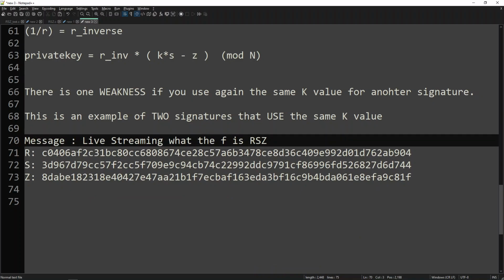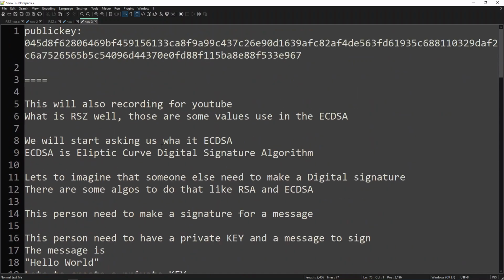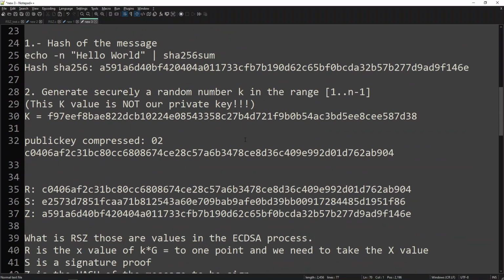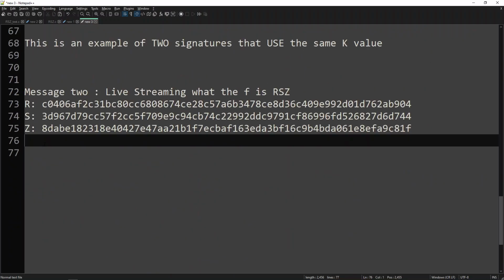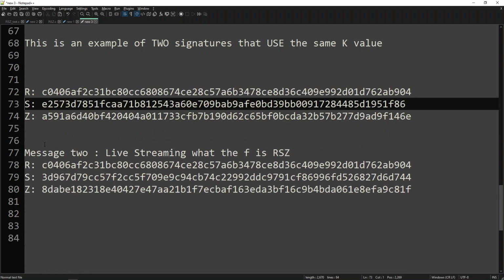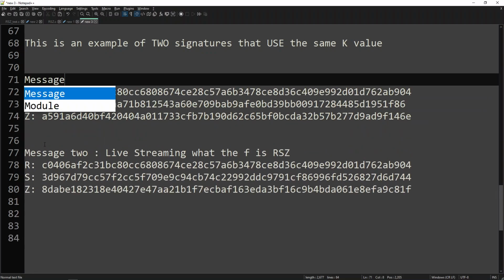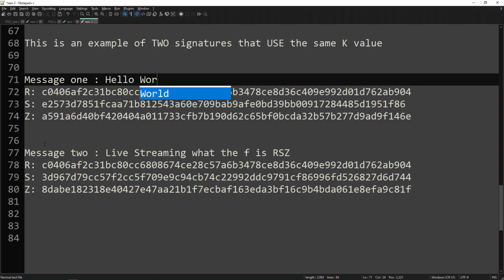Message 2. And this is message 1. Okay, sorry guys. Message 2, and this is from message 1, right guys? Message 1 is hello world.